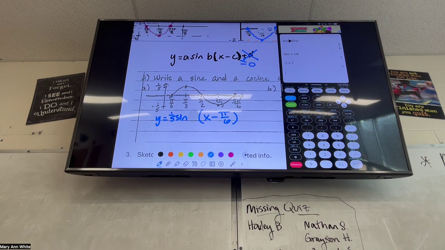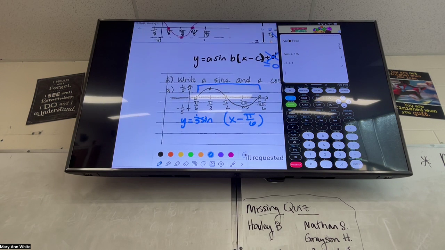Now to get my period, we have to think about the entire length of this sine function, right? We have to think about how long it was to get there. So I started at pi over 6. I ended at 5 pi over 6. So if I subtract those two numbers, that will tell me the distance that was actually traveled. So that becomes 4 pi over 6. So the sine took 4 pi over 6 to do a whole rotation.